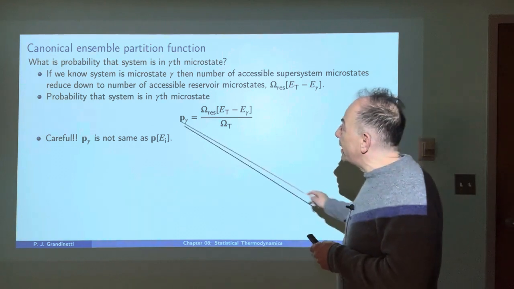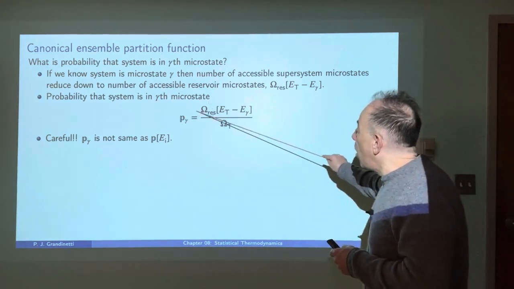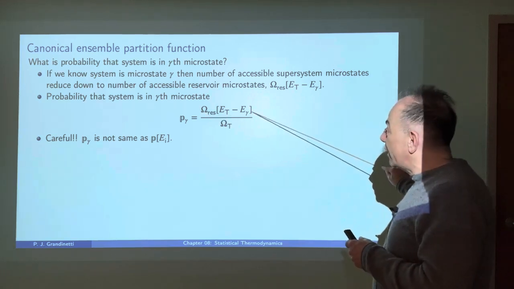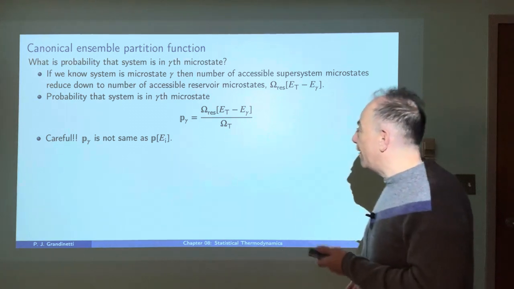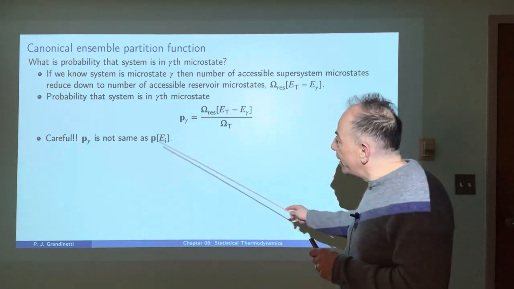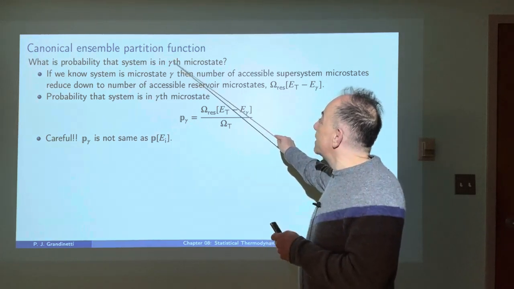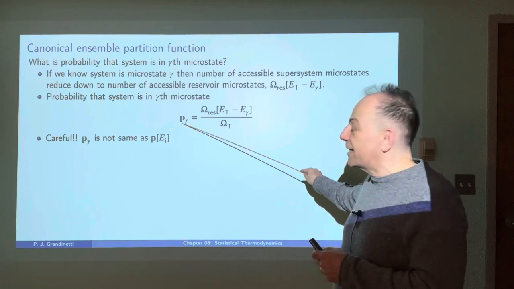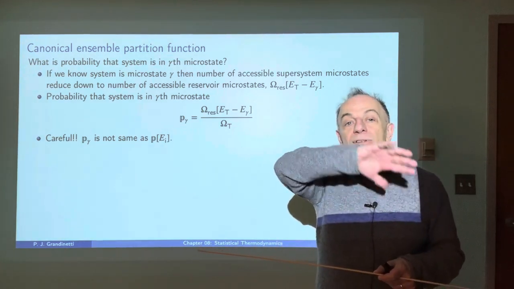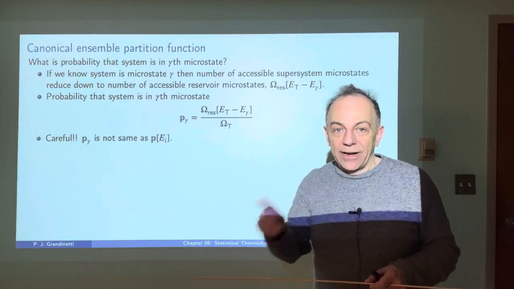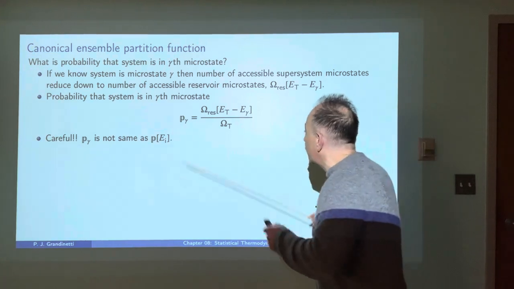So the probability that the system is in the gamma microstate is just the number of states that the reservoir can have divided by the total number of states that the supersystem can have, which we had before. Now be careful. This is the probability that the system is in the gamma microstate. That's not the same as saying the system is in one of the microstates on a constant energy surface. They're different, but they're related, obviously, and we'll come to that.